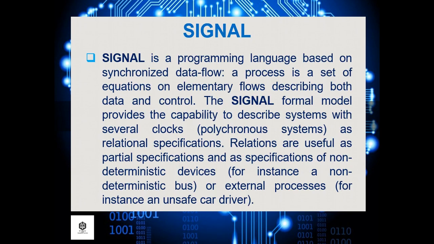Signal. Signal is a programming language based on synchronized data flow. A process is a set of equations and elementary flows describing both data and control. The Signal formal model provides the capability to describe systems with several clocks, or polychronous systems, as relational specifications. Relations are useful as partial specifications and as a specification of non-deterministic devices, for instance, a non-deterministic bus, or external processes, for instance, an unsafe car driver.